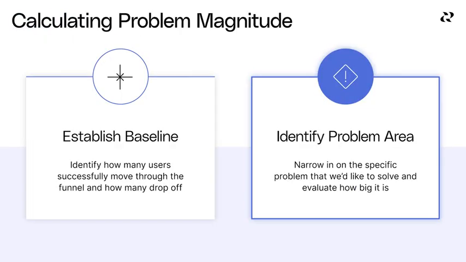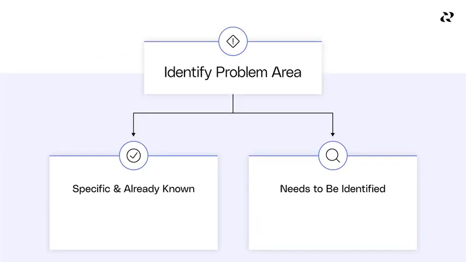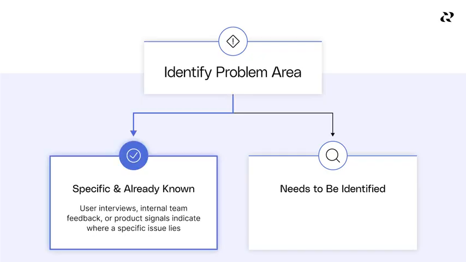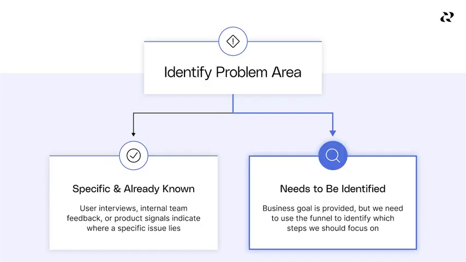Once we've established our funnel, we want to narrow in on the specific problem that we'd like to solve and evaluate how big that problem is. There are 2 scenarios we commonly see: when the problem area is specific and already known, or when we need to identify the problem. The first scenario is straightforward. In many cases, we already know at which step the problem occurs in our funnel. User interviews, internal team feedback, or product signals can all tell us where a specific issue lies in the user journey. But that's not always the case.